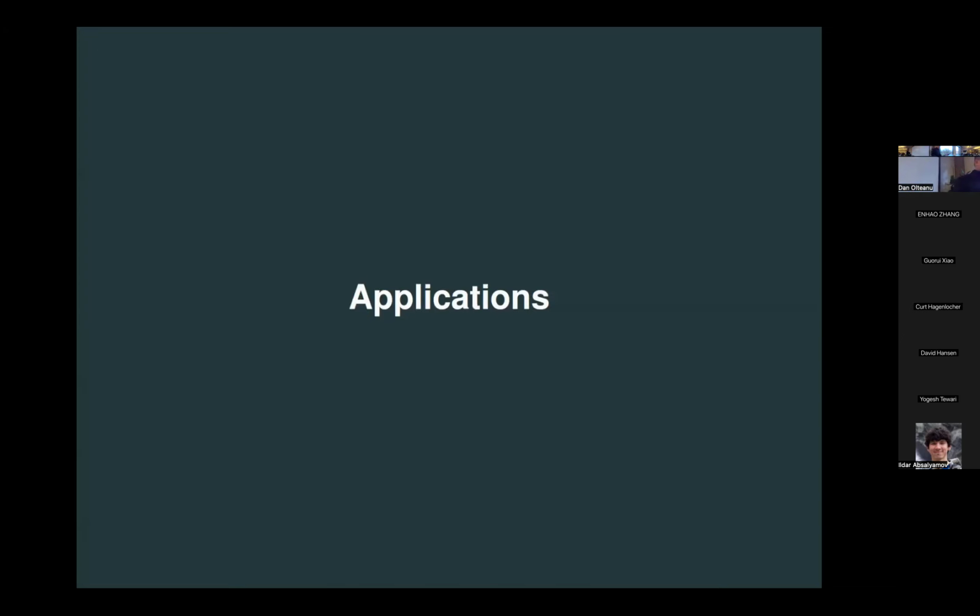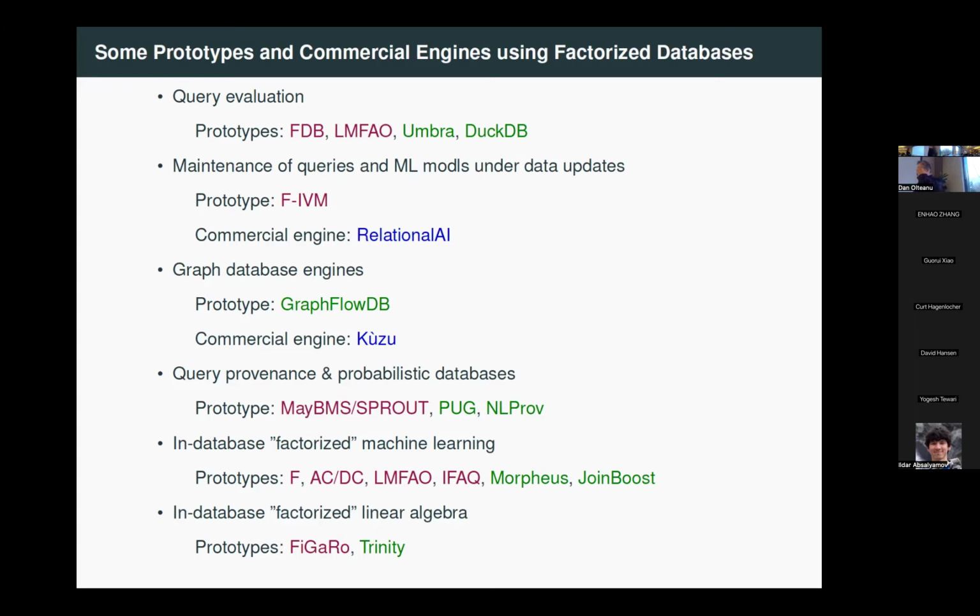Good. So let me actually mention a couple of applications. Before that, I would like to say that there has been also quite some systems effort on this. For instance, in query evaluation, we developed our own prototype FDB, factorized databases, then LMFAO, the layered multifunctional aggregate optimization engine. Then in Umbra, very recently, there is an implementation of factorization, and in DuckDB, Peter Boncz and some students implemented factorization to see how it performs, and it does perform actually faster than before.